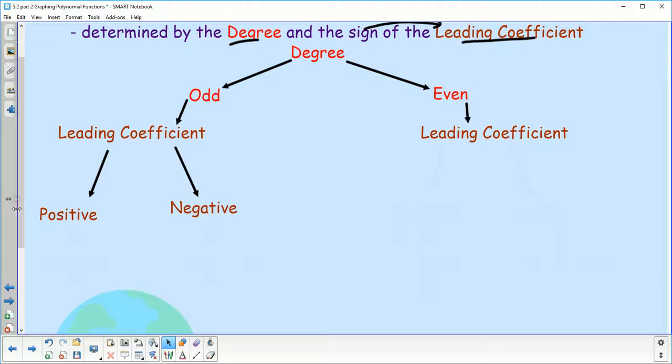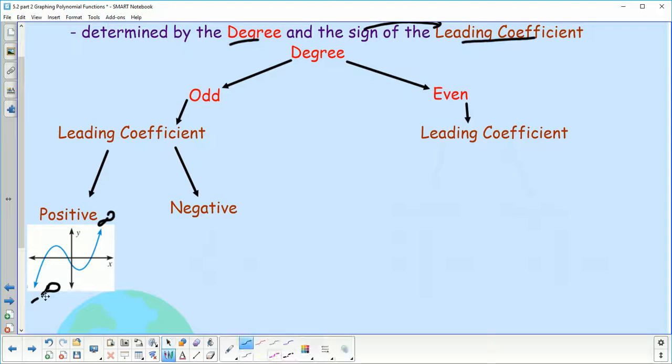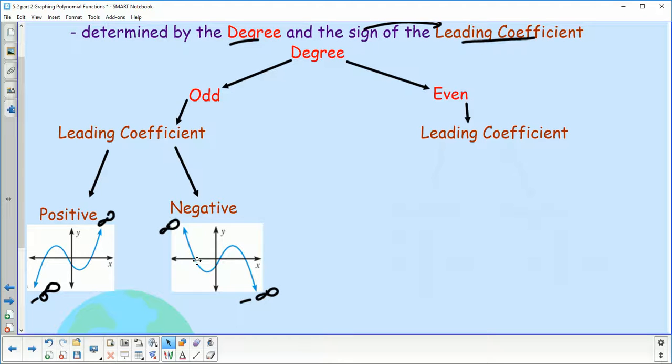Okay, if we have a degree that is odd and a positive leading coefficient, we will go up in the right and down to negative infinity in the left. Okay, conversely, if it's odd and negative, well then we're going to go down in the right and up in the left. Okay, so as this, we would say as x approaches negative infinity, f of x approaches infinity. And as x approaches positive infinity, f of x approaches negative infinity.